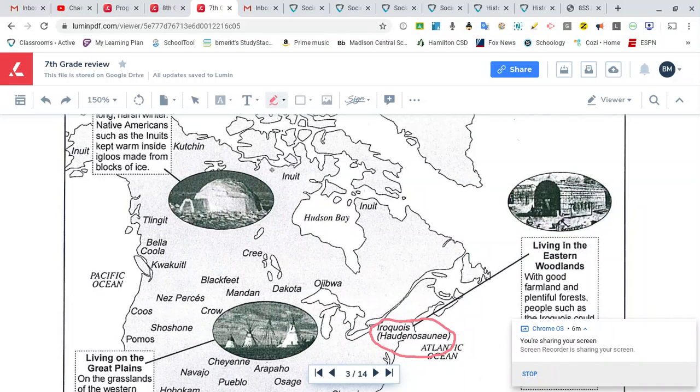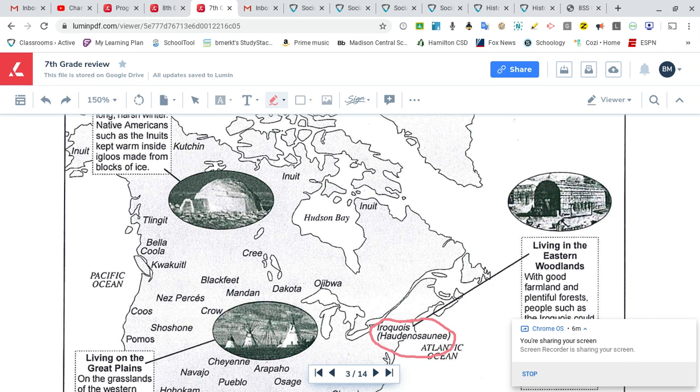Think about that. Think about their area. Think about what they're surrounded by. I mean, when you build something, you use the resources that you have. So these Native Americans had to use the resources that were around them. So up north in the Arctic, what was around them? Ice, snow, and that's why they built igloos.